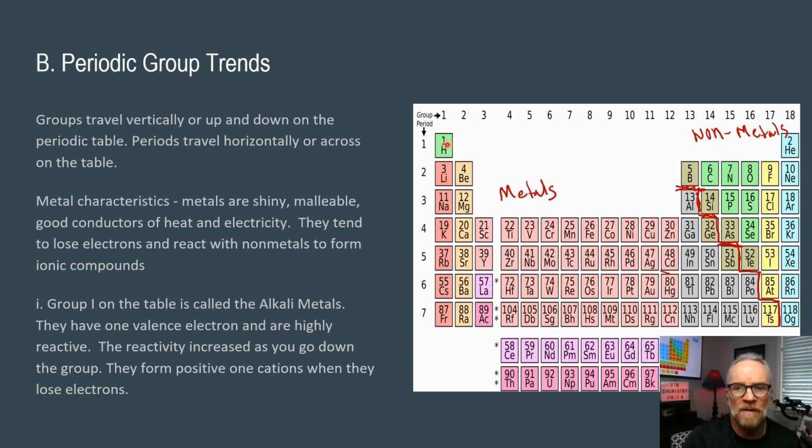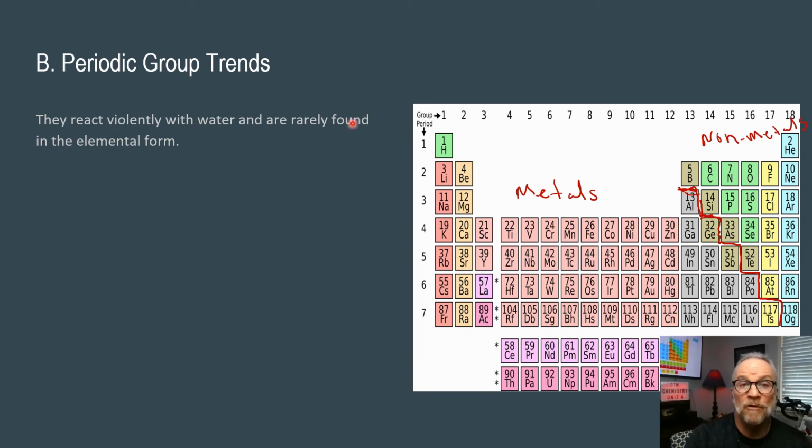Reactivity increases as you go down a family, so the ones on the bottom are super reactive. The ones on top are reactive as well, and they will react with water to form the hydroxide ion, which makes them basic, plus hydrogen gas, which can be explosive. If you have them in an elemental form, you usually have to store them in some sort of oil because they react so violently with water. They form positive one cations by losing an electron. They react violently with water and are rarely found in elemental form.